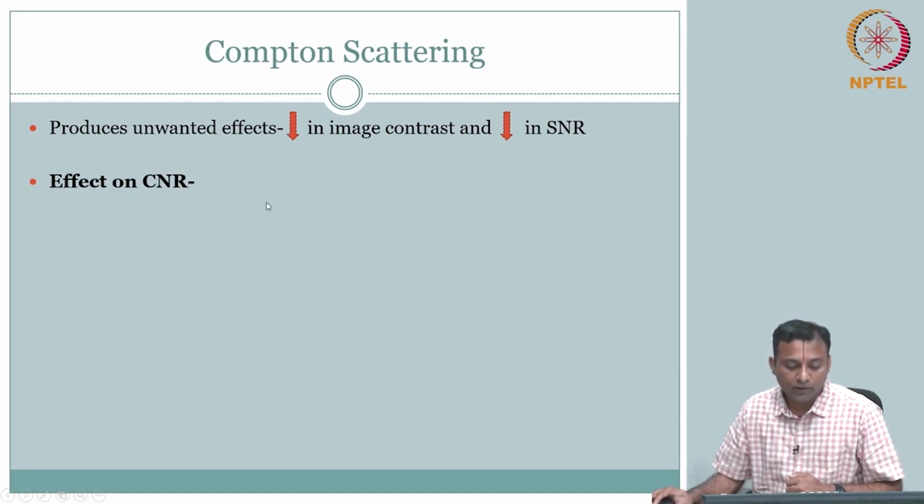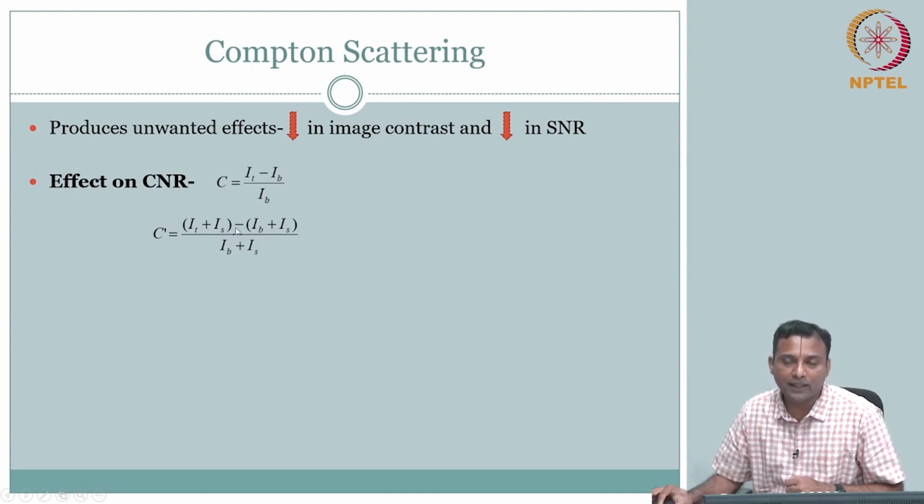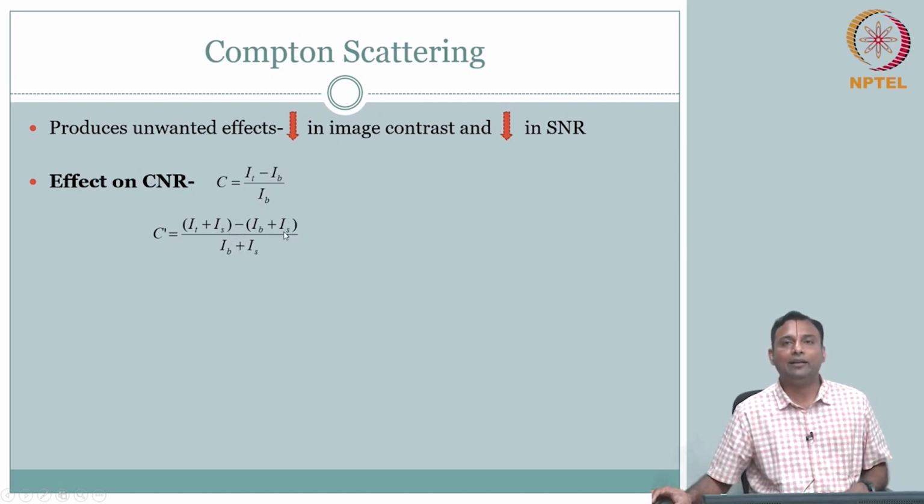Okay. So, what is our contrast? It is (IT minus IB) by IB. Now we need to talk about the effect of Compton scattering. What does this Compton scattering do? Compton scattering essentially adds intensity to the target, and it also adds it to the background. So, every pixel now gets additional intensity because of the scattering.